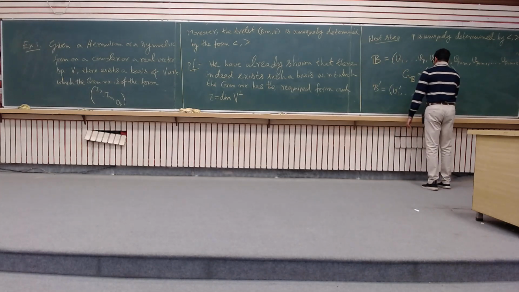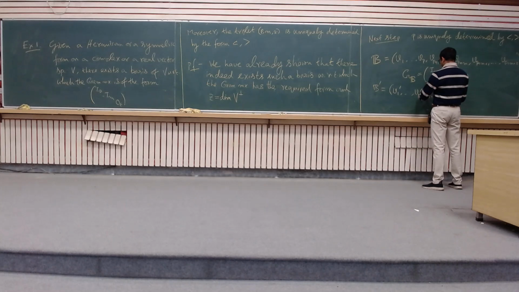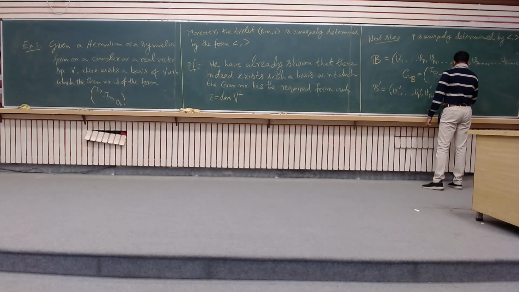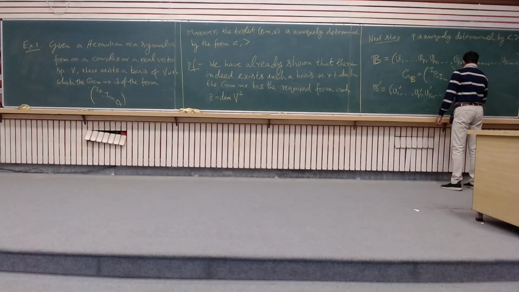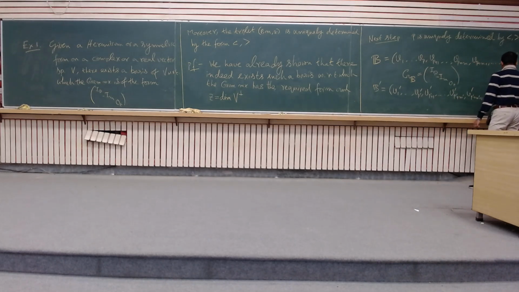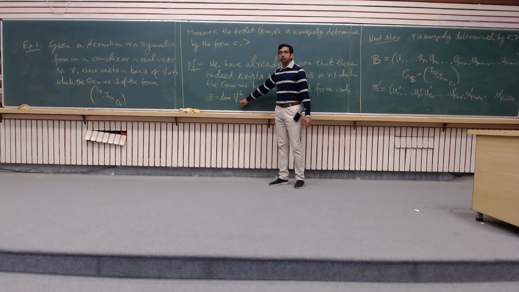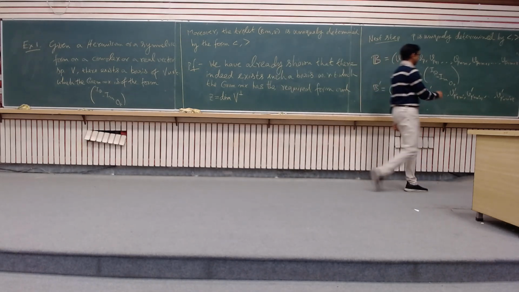Okay, and suppose we have B', another orthogonal basis, v_1' dot dot dot v_{p'}', and v_{p'+1}' dot dot dot v_{p'+m'}', and v_{p'+m'+1}' dot dot dot v_{p'+m'+z'}'. Well, z' should be equal to z because both will be the dimension of V perp, right? So it will just be z.